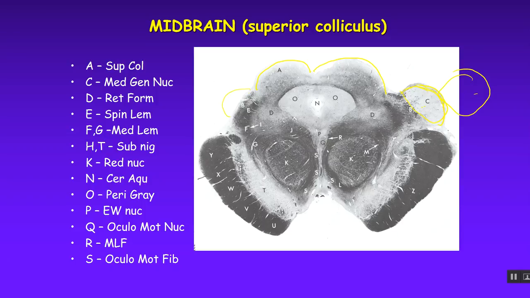D, this whole region in here, this is all reticular formation. This front part is kind of the basilar part of the midbrain. This area in here is sort of the tegmentum, with your reticular formation, and then this back here is the tectum, or the roof of the midbrain, the colliculi.